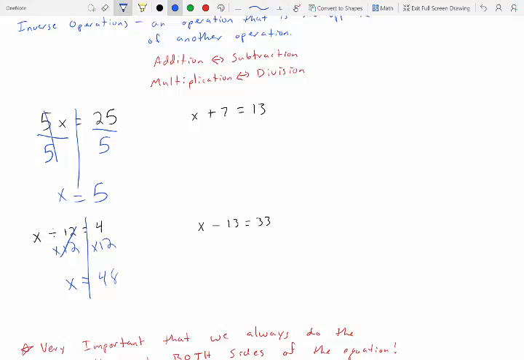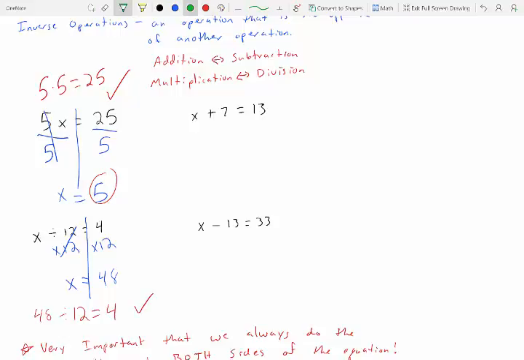And if we wanted to check any of these, we can just plug in our answer. So we'll back up to the 5 times x equals 25. We can plug in the 5. We say 5 times 5 equals 25. Yes, that's what we needed. Good. If we wanted to check the bottom one, we say 48 divided by 12 equals 4. Is that true? Yes. There we go.